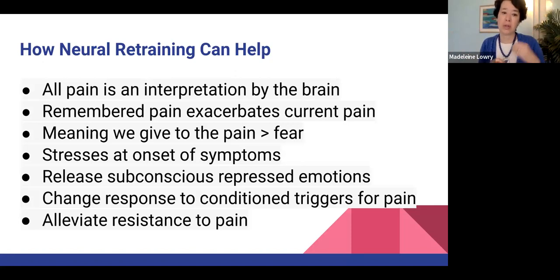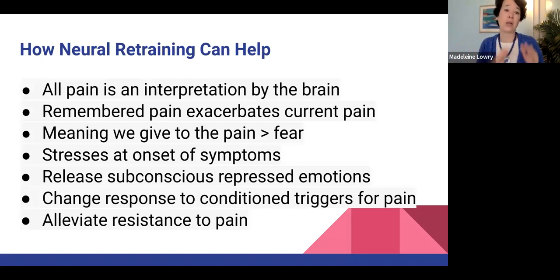We can use neural retraining to change our response to triggers for pain, right? So if a certain chair causes you to feel pain after you've sat in it for, say, 15 minutes or so, or certain body position, a certain activity, certain kinds of exertion, right? We can explore the patterns that have created that conditioned behavior, that conditioned response, because anything that has been learned by the subconscious mind can be unlearned.